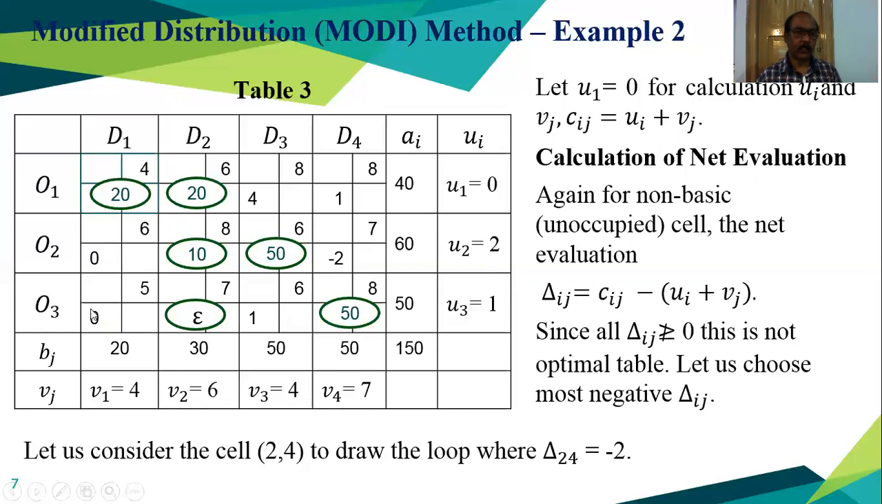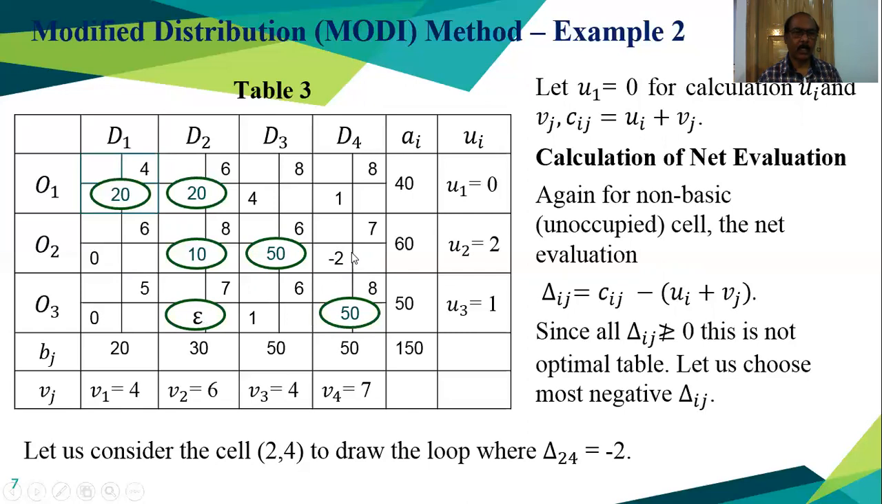This is the unoccupied cell. In this case 4 plus 1 is 5, 5 minus 5 equal to 0. Here 4 plus 1 is 5, so 6 minus 5 is 1. So all delta ij are not greater than or equal to 0. A few are positive and 1 is negative and 2 are 0. Only one delta ij is negative.